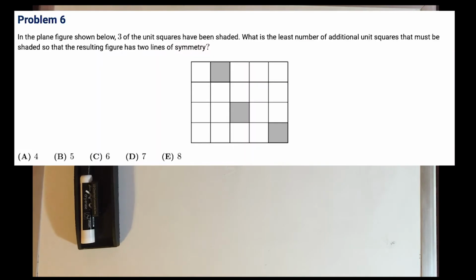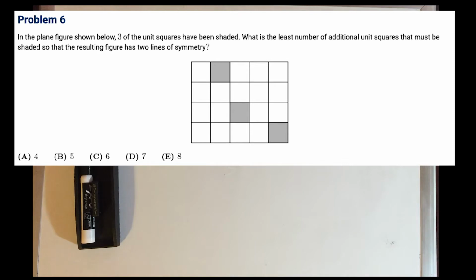Alright, so let's go ahead and get started. So we have number 6. In the plane figure shown below, 3 of the unit squares have been shaded. What is the least number of additional unit squares that must be shaded so that the resulting figure has 2 lines of symmetry?